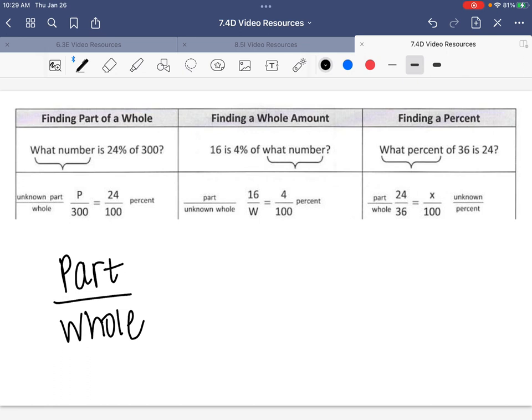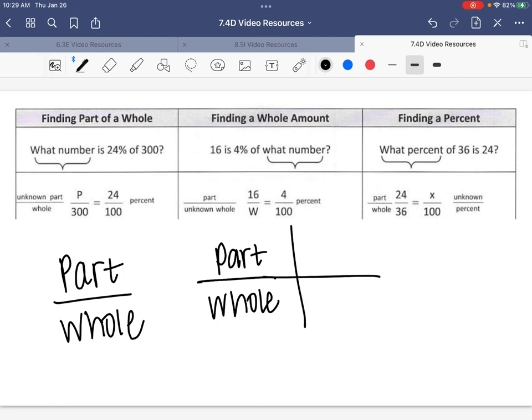So if we're talking about a number, we would have the part of the number out of the whole number. And that would always need to be equivalent to the percent out of the whole, which is 100%. And we can use our multiplicative thinking on our ratio tables. So we're going to work through two examples and you guys can follow along.